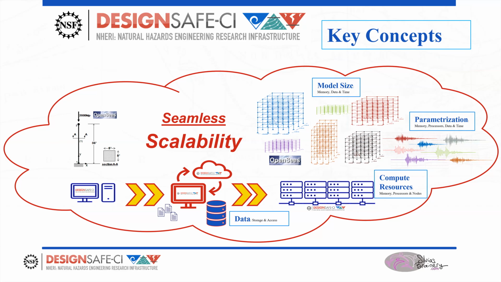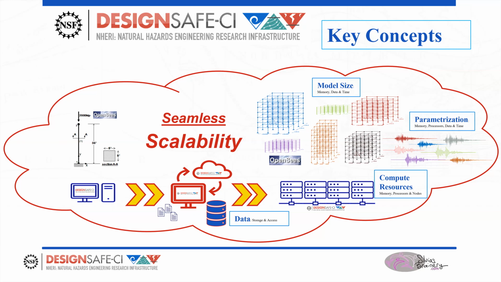And so the key concepts that I will address and talk about, and things that you need to keep in mind, is your model size, and I'll explain what kind of things control your model size. Parameterization, that takes up memory, processors, and also a lot of data and time. Your compute resources, as well as your data and your data storage and access. So these are the 4 different keys that for me really drive, and something that you need to keep in mind at every stage in deciding what to do with your OpenSees model, what to run it on, and how to run it.